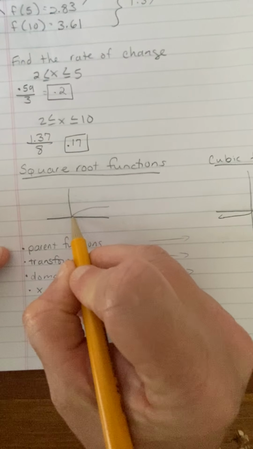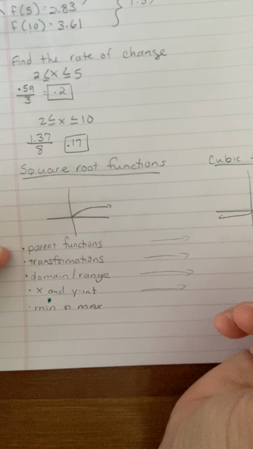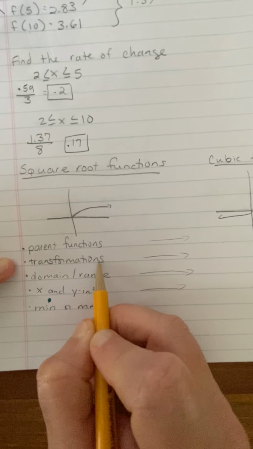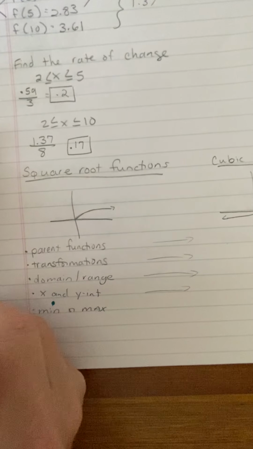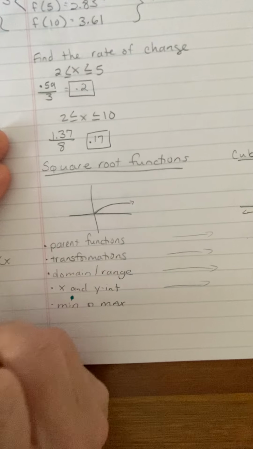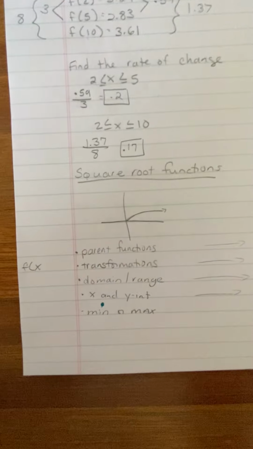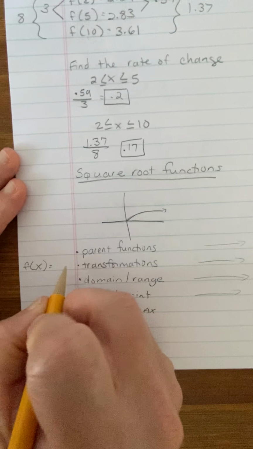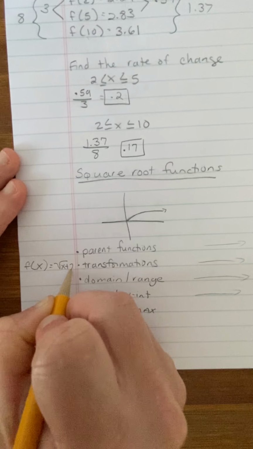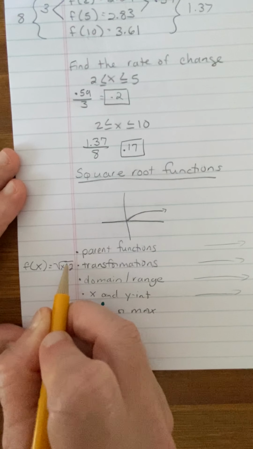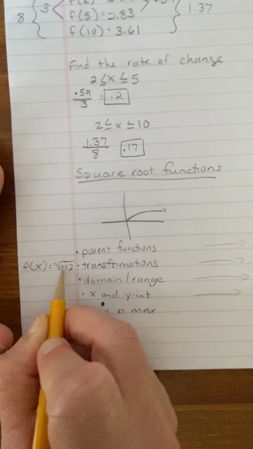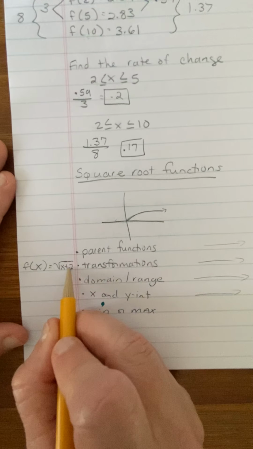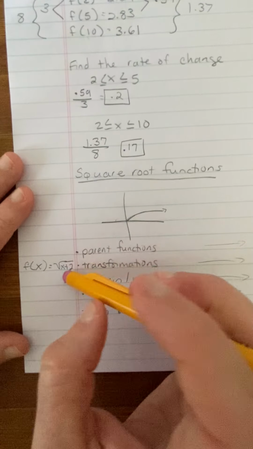Remember, this is what the basic parent function looks like for a square root function. Make sure you know your transformations. That means if f of x is the parent function, and then I said f of x equals the square root of x plus 2, you need to know that because that's under the radical, this is actually going left 2. So it would move over left 2. Remember we worked on that. And then if it's moving up, down, left, right, those kinds of things.